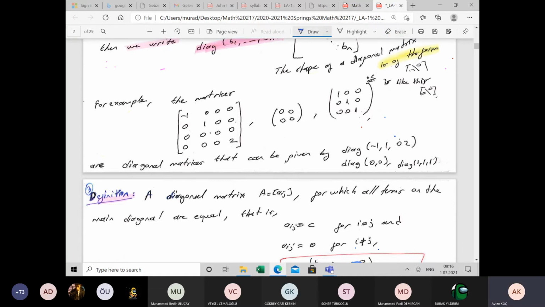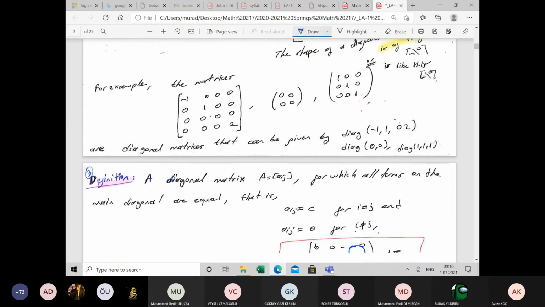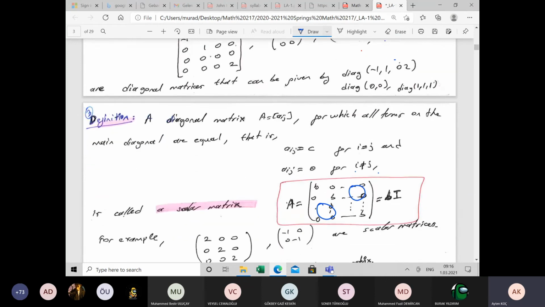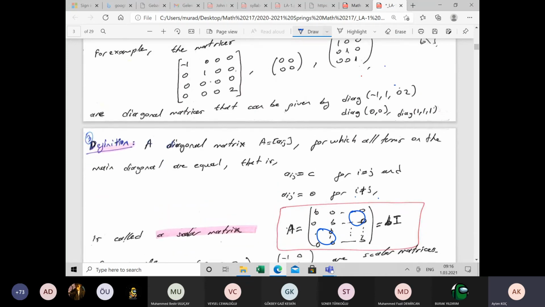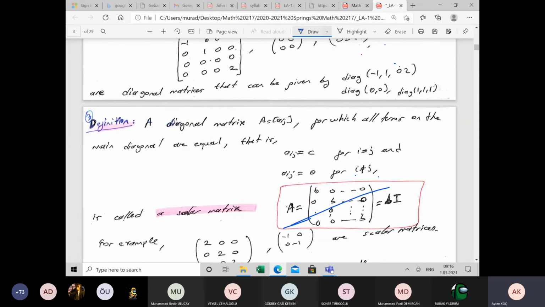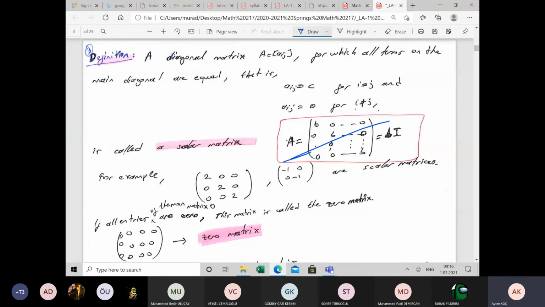Any question? No. Okay. So also, look at this one. This one is a scalar matrix. This one is also a scalar matrix.